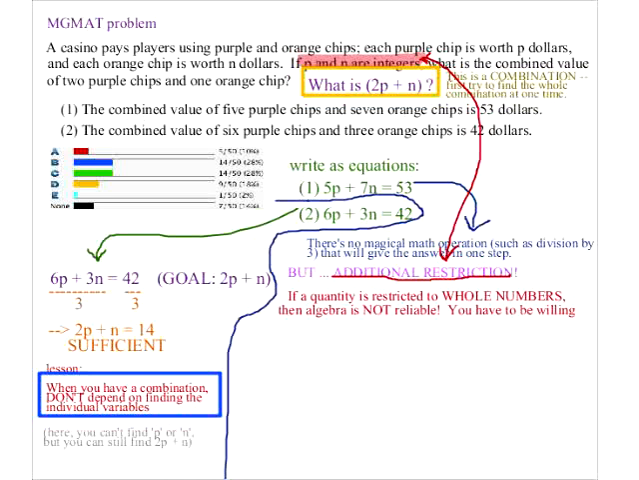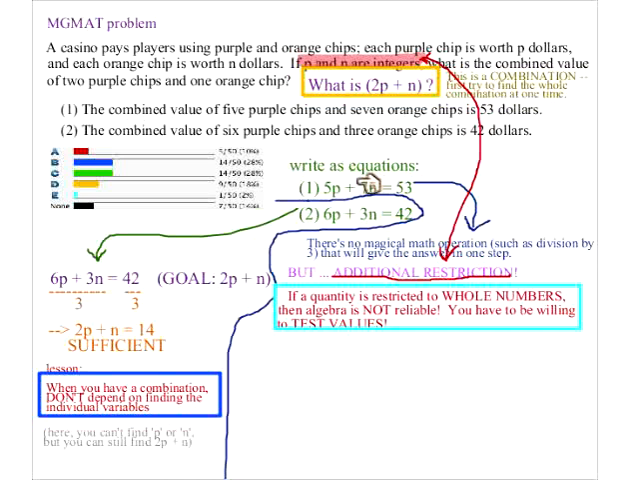You have to be willing to test values. This is the main takeaway from this problem. If you've got an integer restriction, the problem is that algebra doesn't know if numbers are integers or not. It can't tell. There's no way that algebraic operations will reject solutions that are not integers.